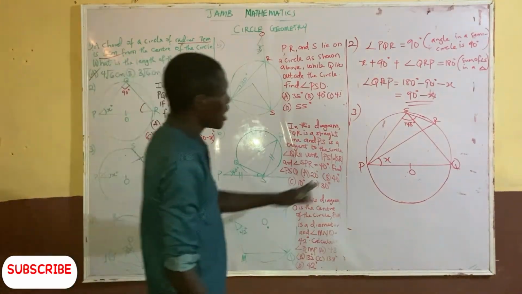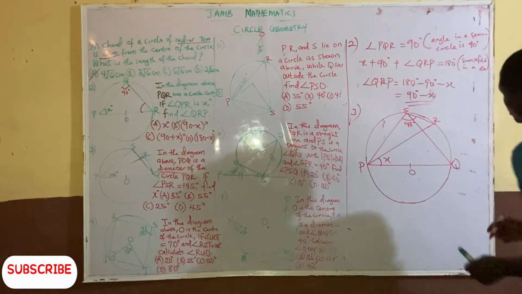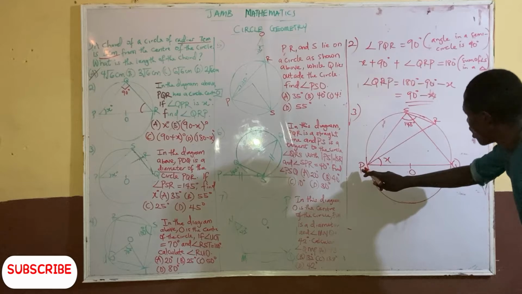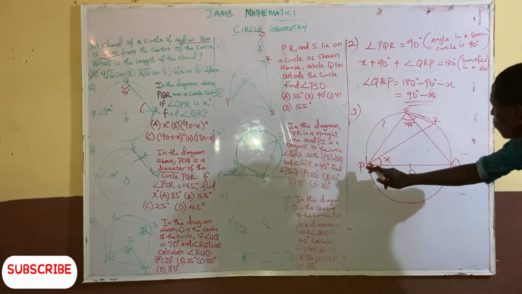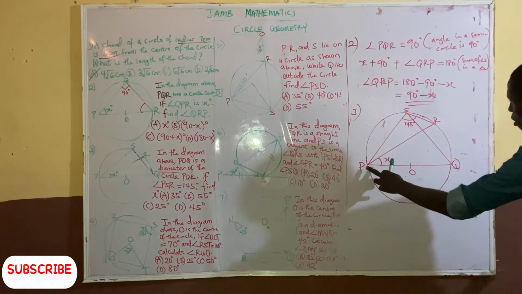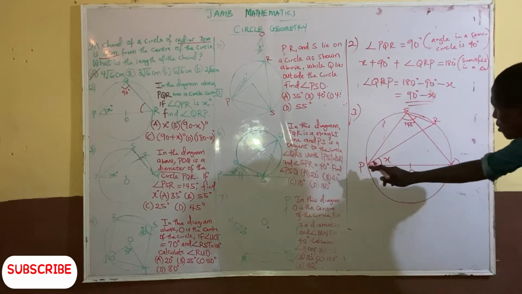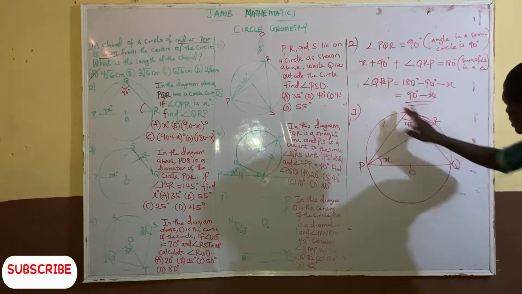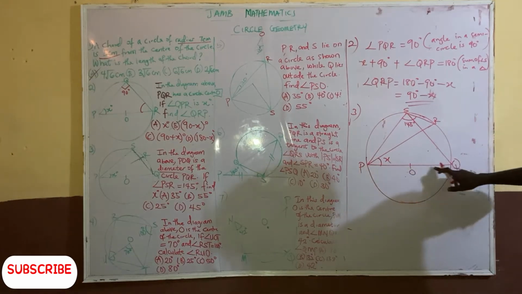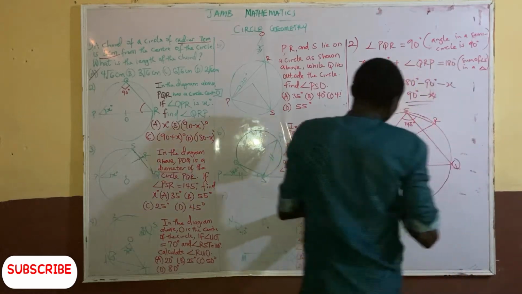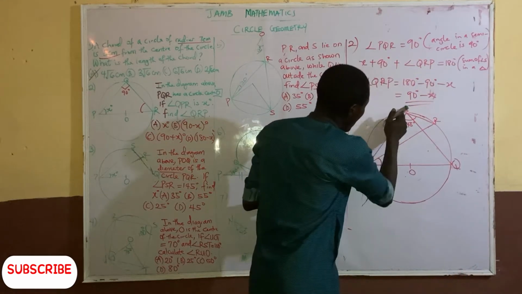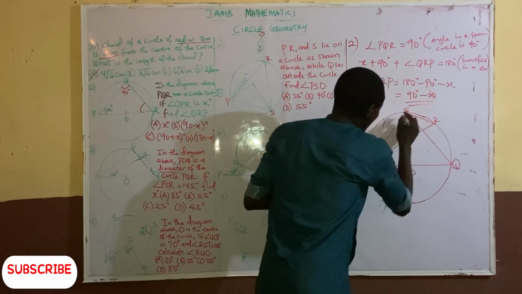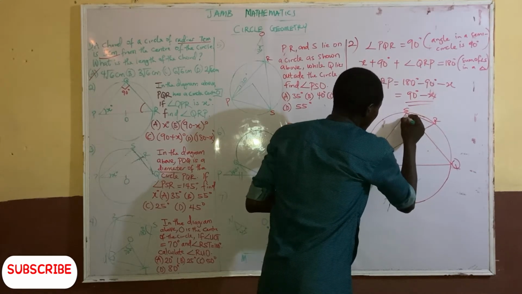How do we now get angle x? Look at this very well. This is triangle PSQ. Triangle PSQ is closed here by a semicircle. So angle PSQ here will be 90 degrees. This one is 90 degrees.